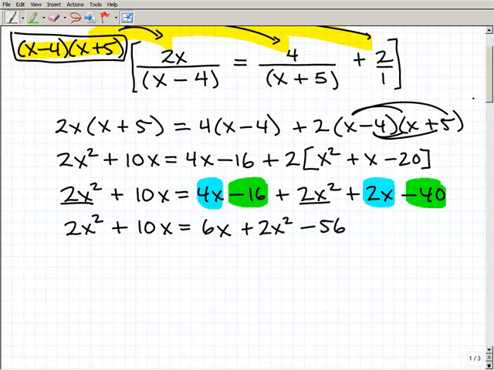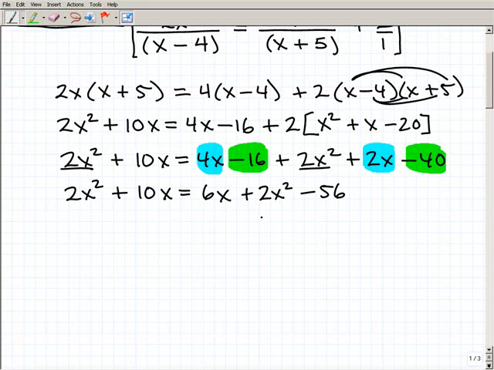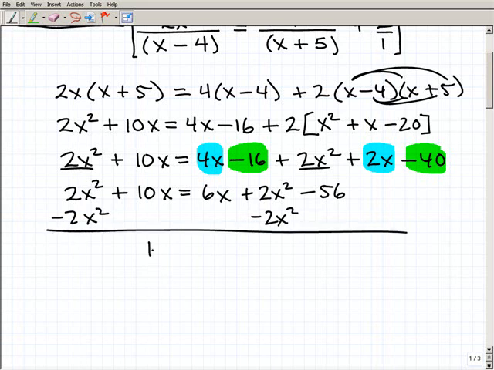Okay. So now what I want to start doing is getting all my variables to the left-hand side and all my numbers to the right-hand side. So now look what's going to happen to the 2x squared. I can subtract 2x squared from both sides of the equation. They're going to go away. So matter of fact, let's just go ahead and do that now. The 2x squareds just go away. So my equation now is 10x equals 6x minus 56.